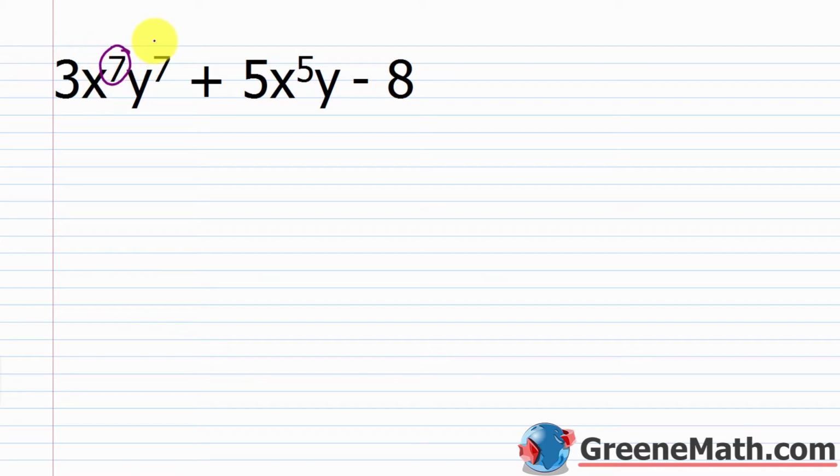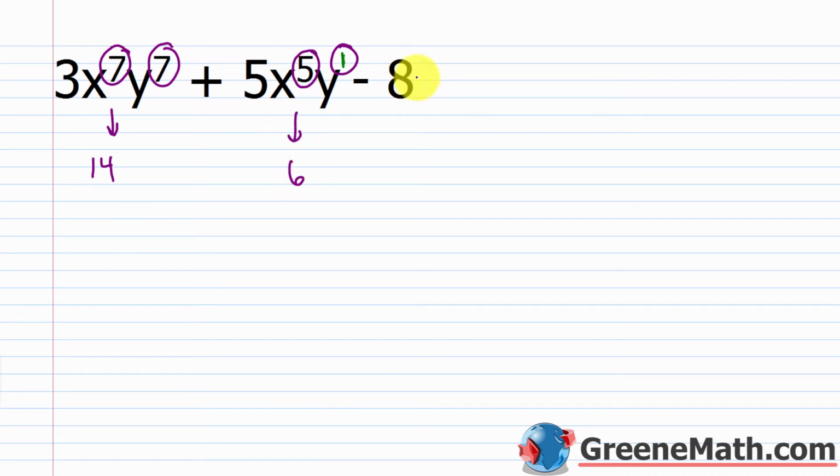So I have a 7 and a 7. So 7 plus 7 is 14. So my degree for this term is 14. For this one, I have a 5, and remember, I have a 1. So you have to remember that. It's important that you don't forget. So this is a 1 there. So 5 plus 1 is 6.